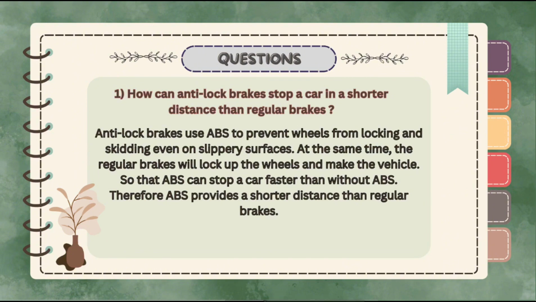Next, we move to question number 1. How can anti-lock brakes stop a car in a shorter distance than regular brakes? The answer is, anti-lock brakes use ABS to prevent wheels from locking and skidding even on slippery surfaces. At the same time, the regular brake will lock up the wheels, so ABS can stop a car faster than without ABS. Therefore, ABS provides a shorter stopping distance than regular brakes.